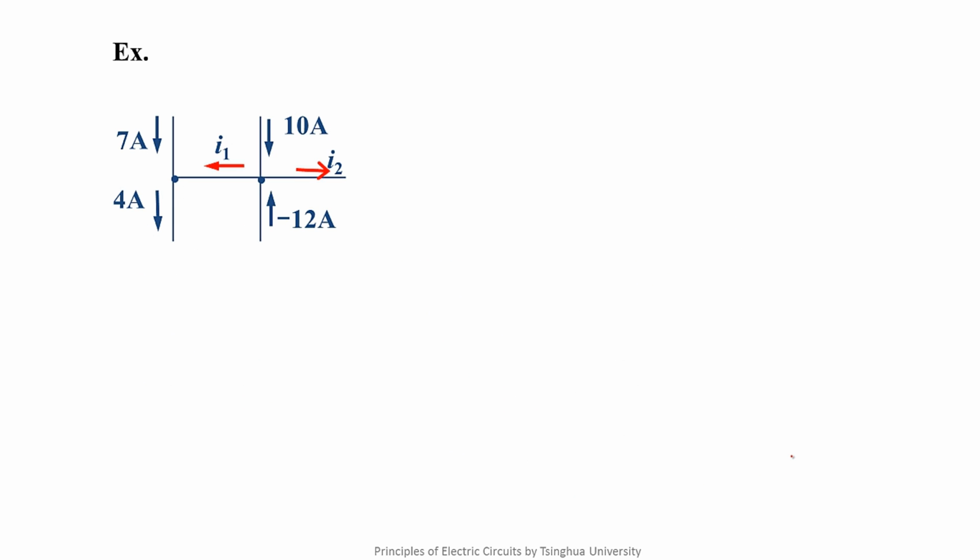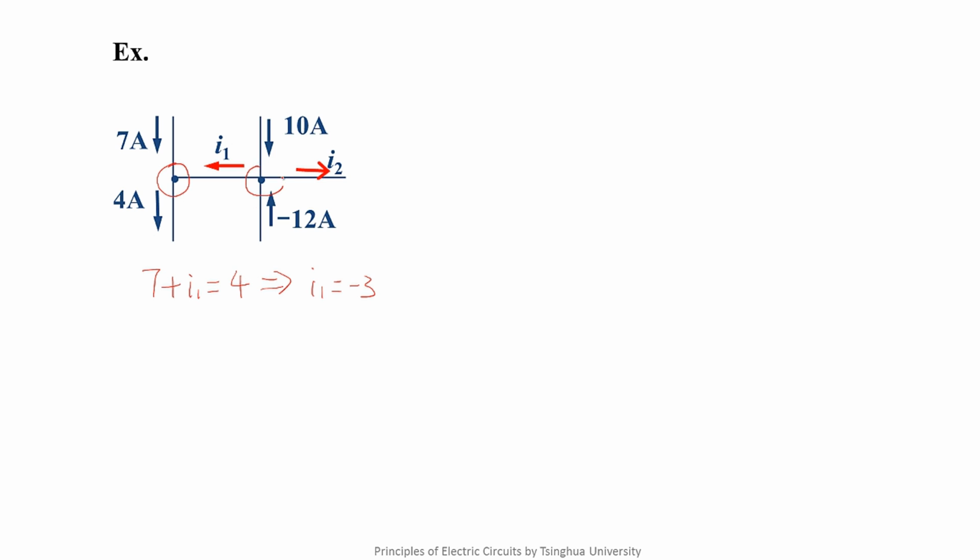Okay, we do an exercise now. For this problem, some currents are given. We need to find I1 and I2. Well, for this node, it should be 7 plus I1 equals 4, obviously. So I1 equals minus 3.